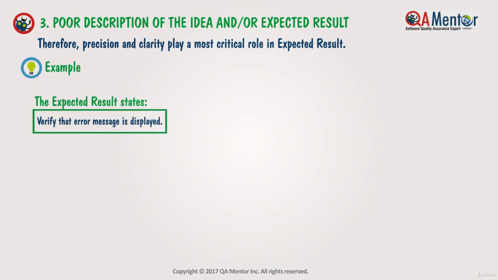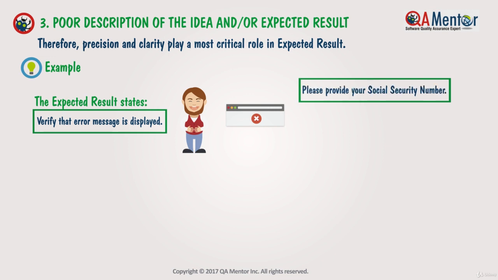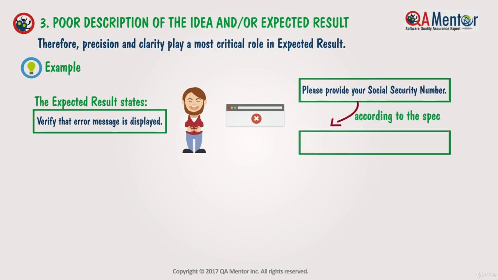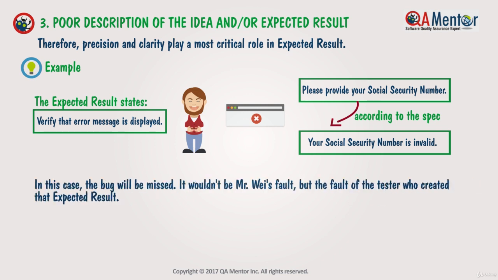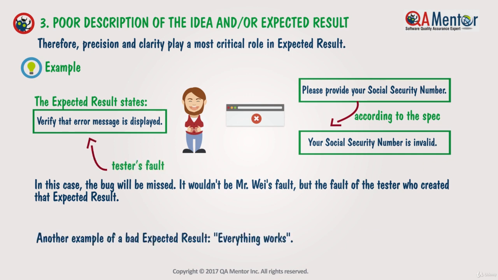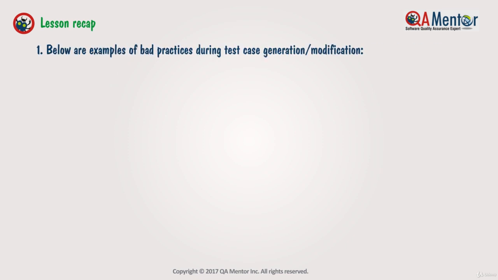Example, the expected result states, verify that error message is displayed. Mr. Wee executes a test case and sees that the error message is displayed. But what if the error message says, please provide your Social Security number? Well, according to the spec, it should say, your Social Security number is invalid. In this case, the bug will be missed. It wouldn't be Mr. Wee's fault, but the fault of the tester who created that expected result. Another example of a bad expected result? Everything works.